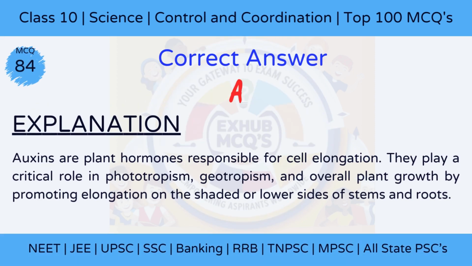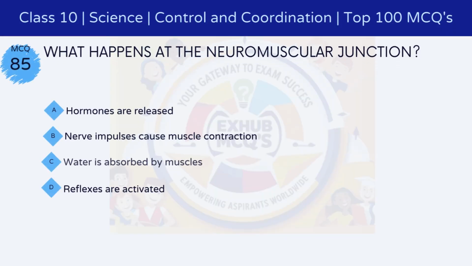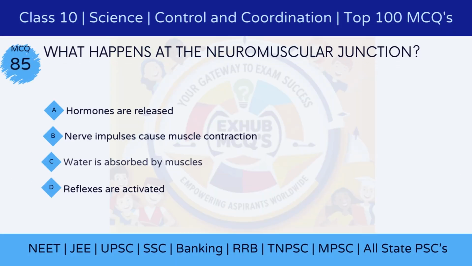The correct answer is option A, auxin. Explanation: auxins are plant hormones responsible for cell elongation. They play a crucial role in phototropism, geotropism, and overall plant growth by promoting elongation on the shaded or lower sides of stems and roots. 85. What happens at the neuromuscular junction?